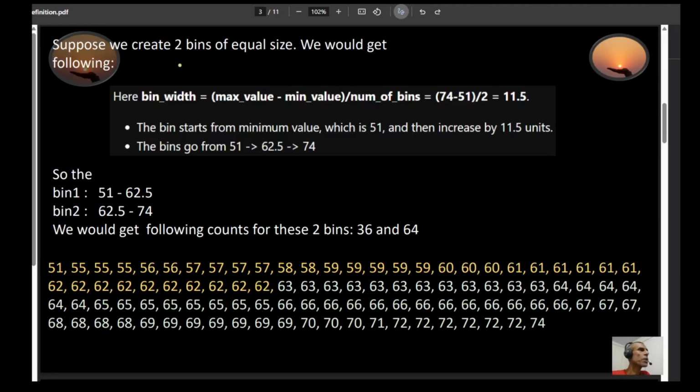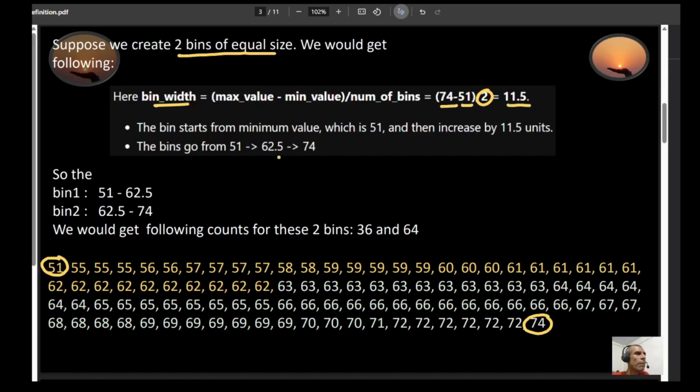So suppose we create two bins of equal size. Our bin width is going to be the maximum value of your data minus the minimum value, divided by the total number of bins. Here, my maximum value is 74 and my minimum value is 51. So my bin width is going to be 74 minus 51 divided by 2, divided by 2 because I need two bins, and my bin width is going to be 11.5.